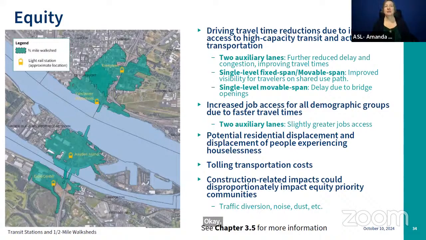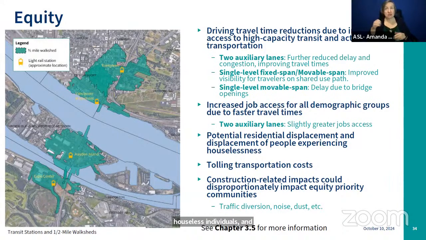So equity looks at specific populations within our program area. The equity priority communities are outlined in the draft SEIS and include Black, Indigenous, and people of color, or BIPOC, tribal governments, people with disabilities, communities with limited English proficiency, persons with lower income, houseless individuals and families, immigrants and refugees, young people and older adults.